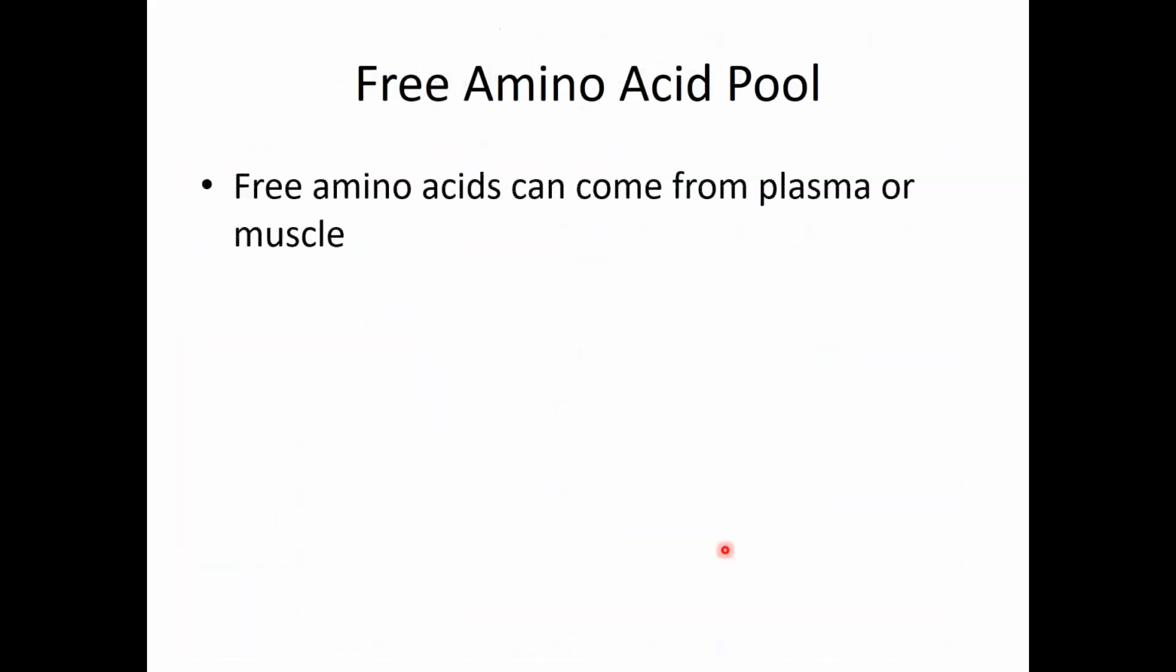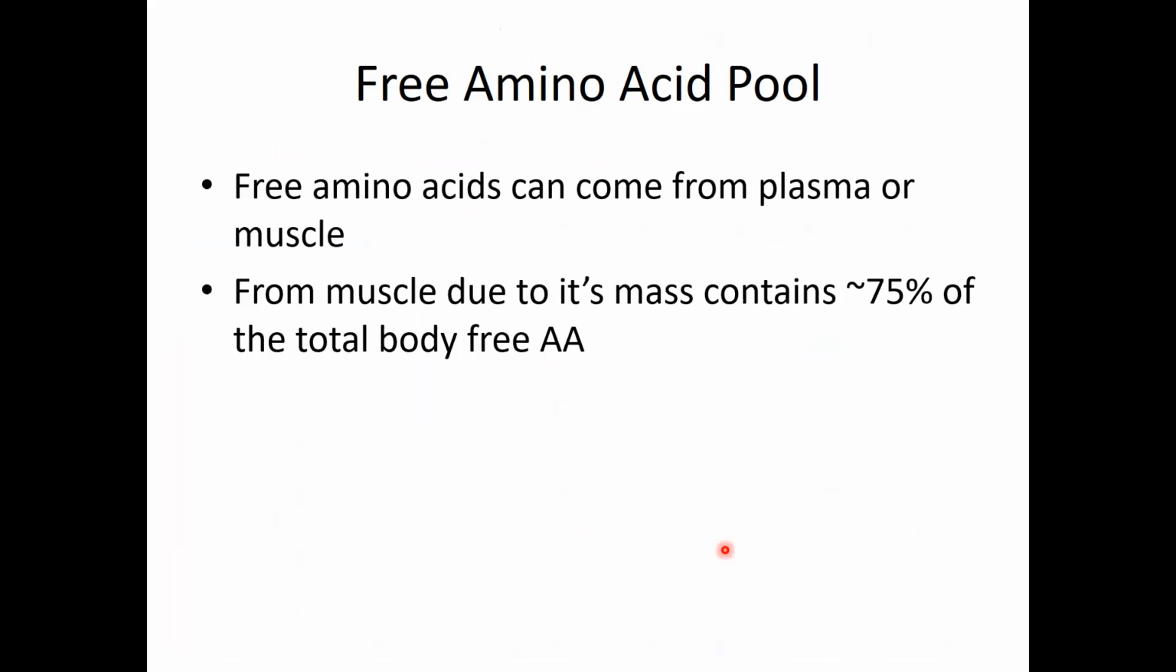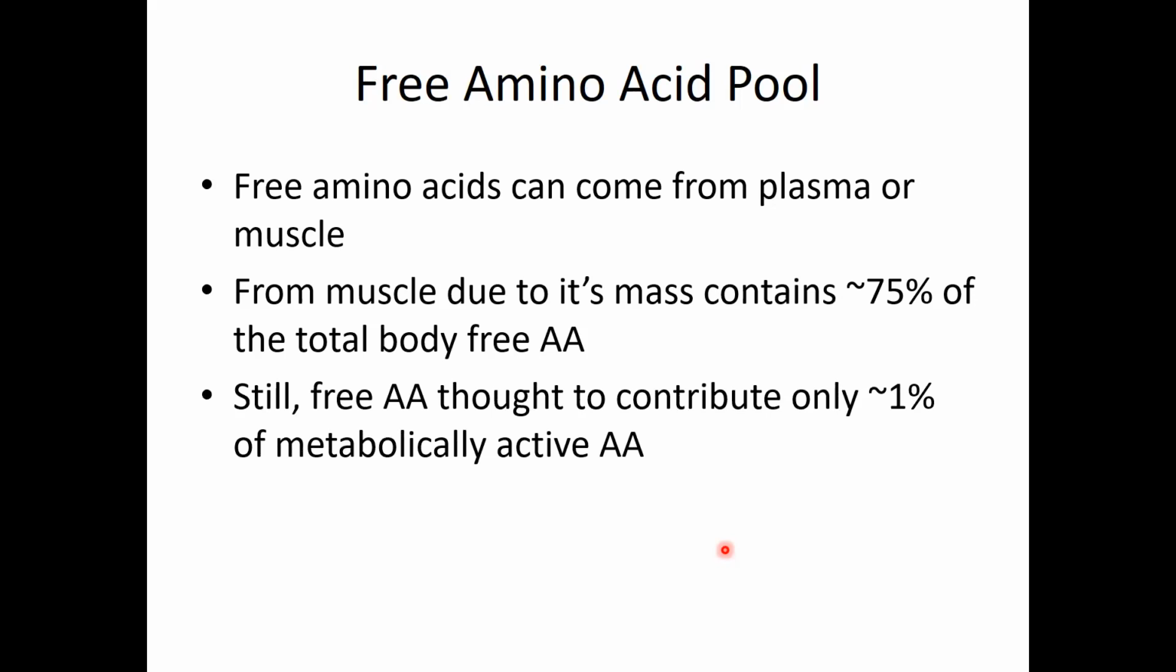We have seen already in the first slide that free amino acids can come from plasma or muscles. Muscle, due to its mass, contains 75% of the total free amino acids. Still, free amino acids are thought to contribute only 1% of metabolically active amino acids.